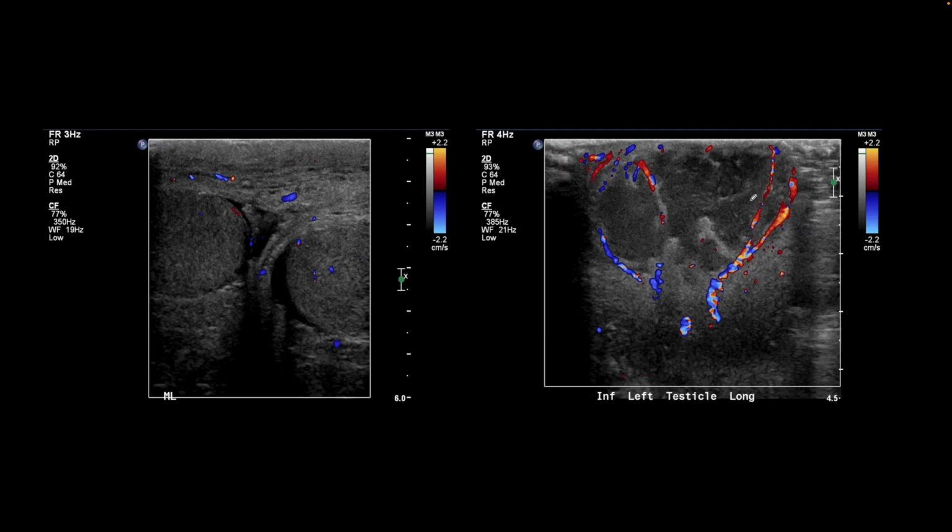Here's our next patient. They presented with a swelling of the scrotum. We performed an ultrasound where on this image on the left, I'm showing you no focal lesions in the right or the left testicle. And inferior to the left testicle in the long axis view, we find this complex cystic mass with peripheral hyperemia suggestive of an abscess.